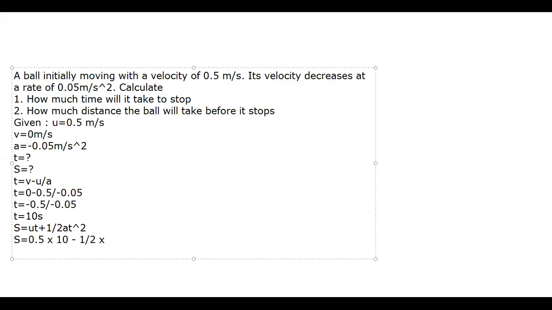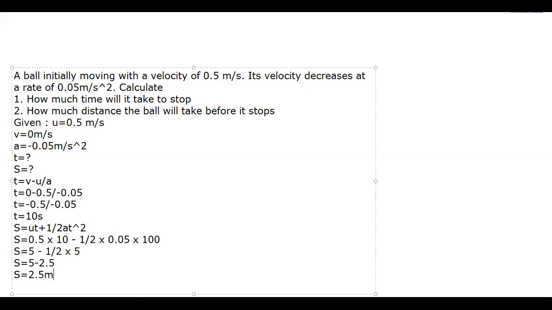So minus half into A. How much is the A? Just now we calculated. A is 0.05 into T square. How much is T? T is 10. T square is 100. Okay, so S is equal to 0.5 into 10, which is 5, minus half into 0.05 into 100, which is again 5. So S is equal to 5 minus half into 5, that is 2.5. So 5 minus 2.5. So your answer is coming 2.5 meters.